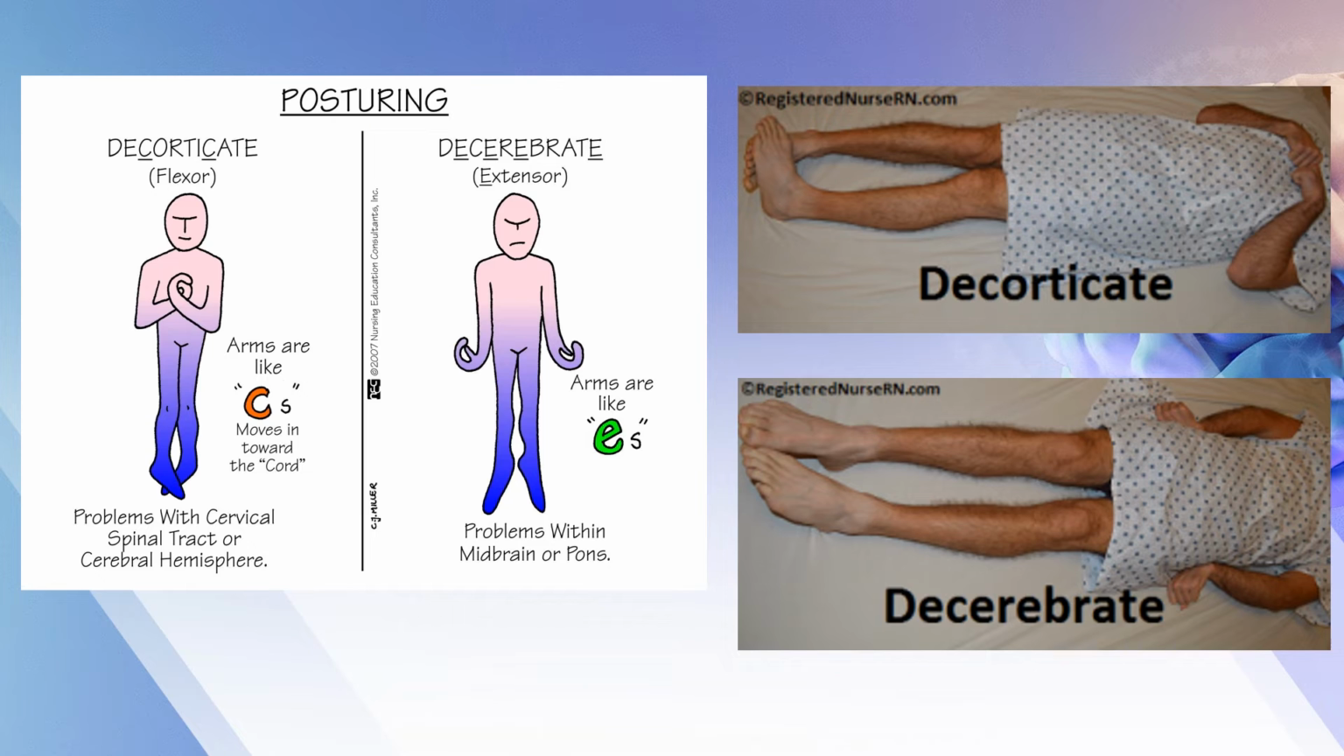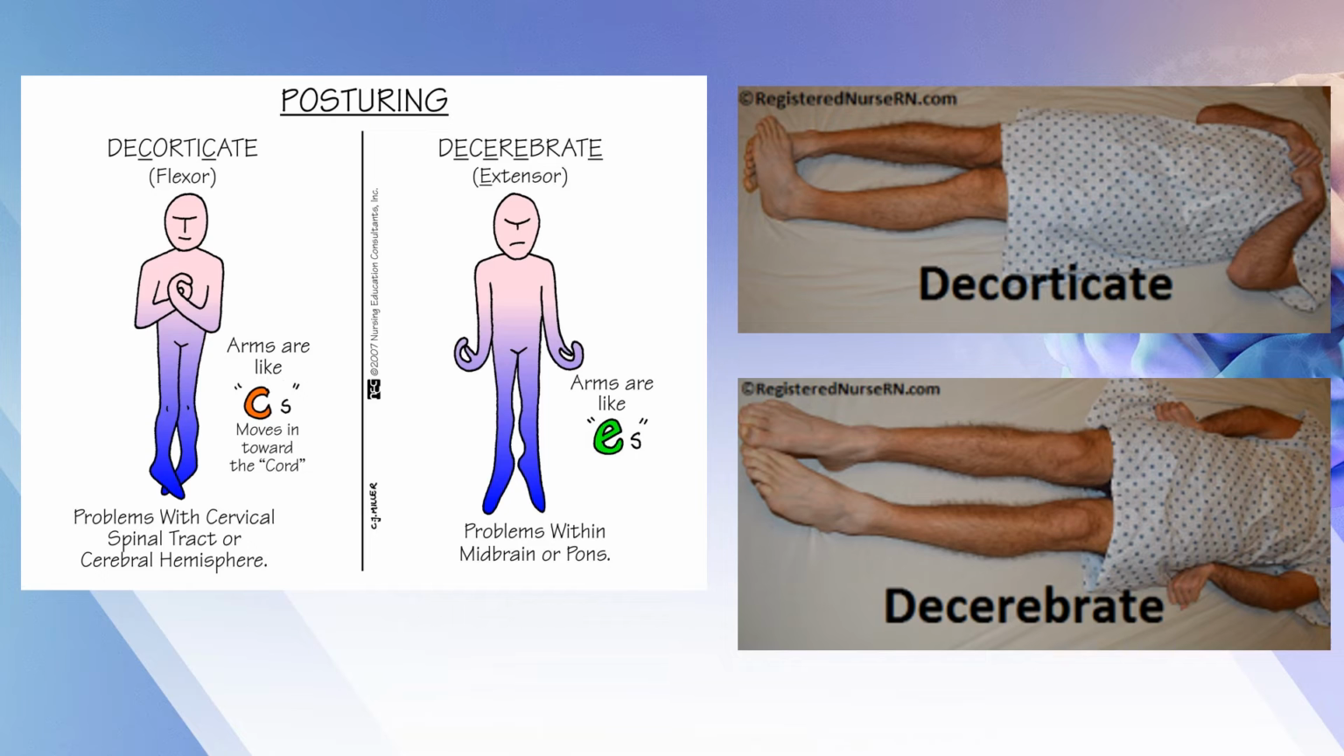All right, so this slide takes a closer look for us at the decorticate and decerebrate posturing. Decorticate, that is the abnormal flexion. They move their arms in toward the core of their body. That's how I remember it. This indicates problems with the cervical spinal tract or the cerebral hemisphere. The decerebrate is abnormal extension. They move their arms outward. This is a problem with the midbrain or the pons.